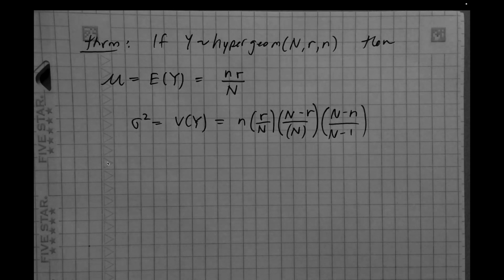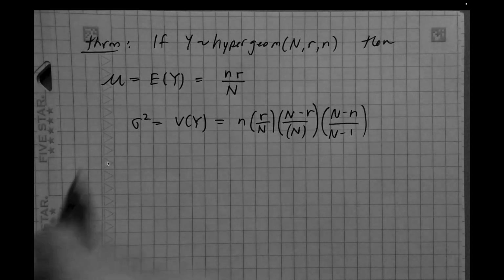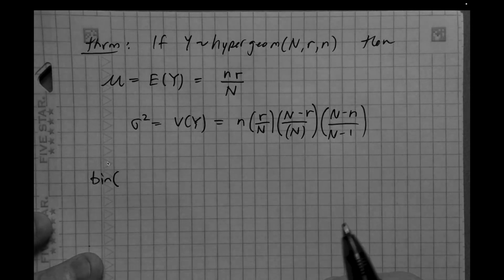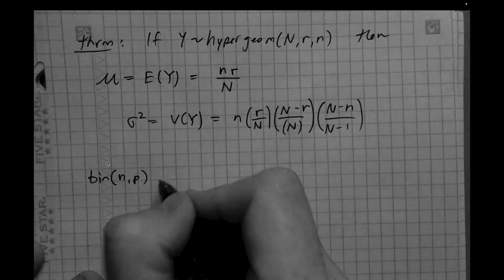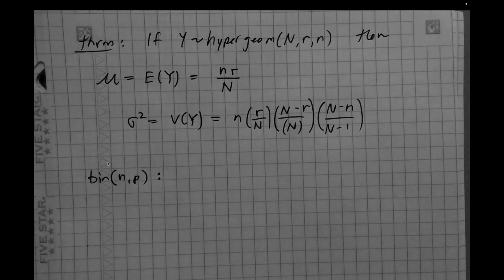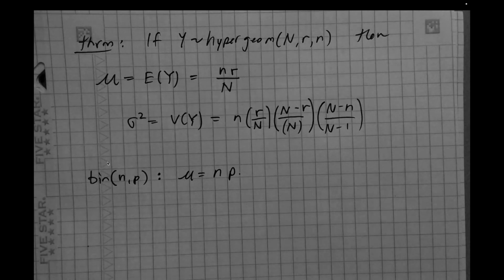All right, these look pretty complicated, but if you look closely at this and compare it with what we had for our binomial distribution, you see there's a lot of similarities happening. In fact, a huge overlap. So let's remind ourselves what the mean of a binomial random variable with parameters n and p was. For a binomial random variable, the mean was n times p.